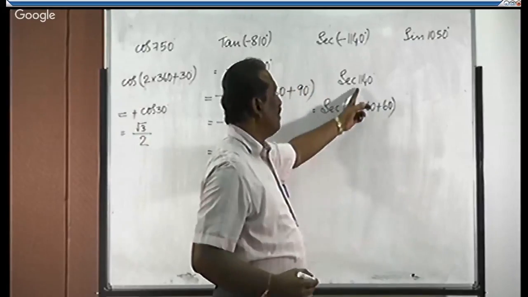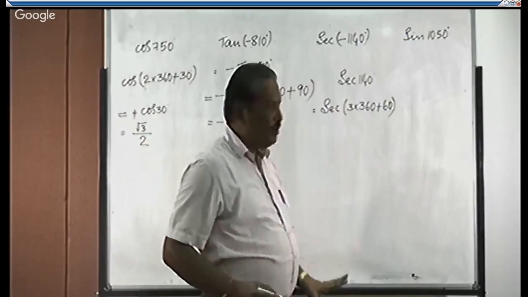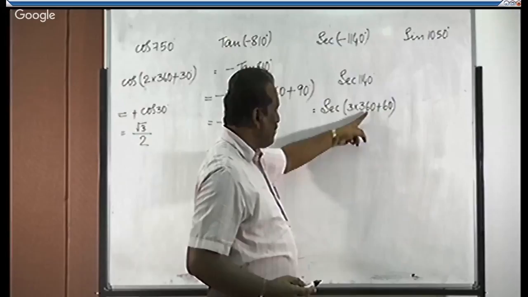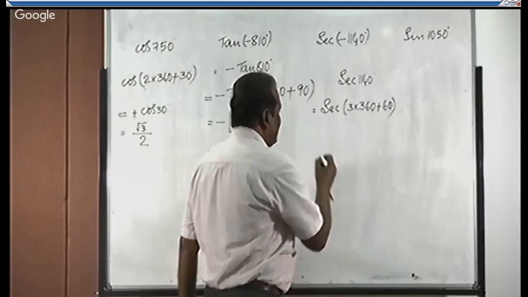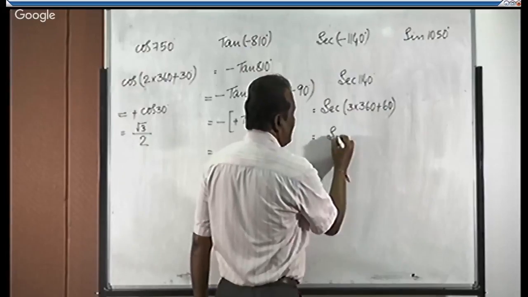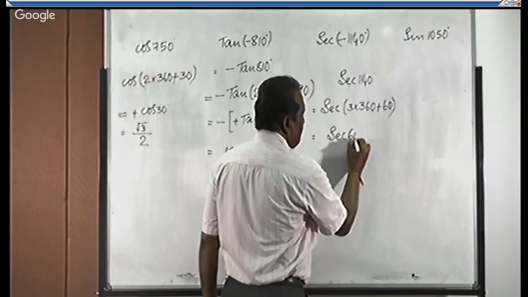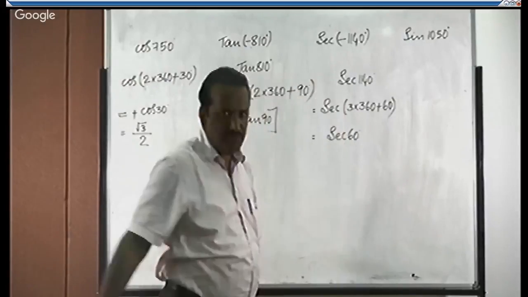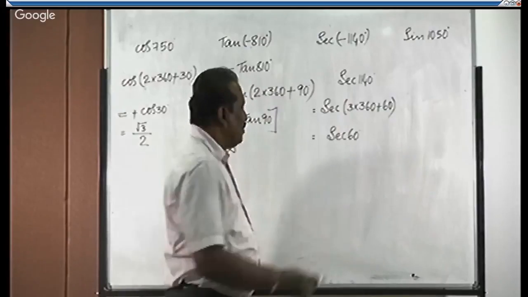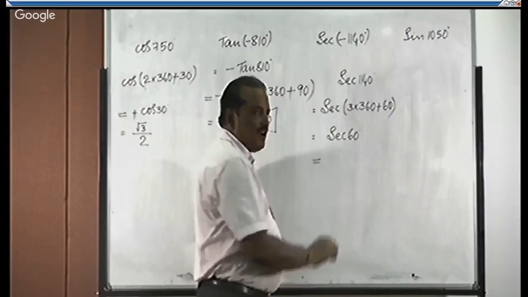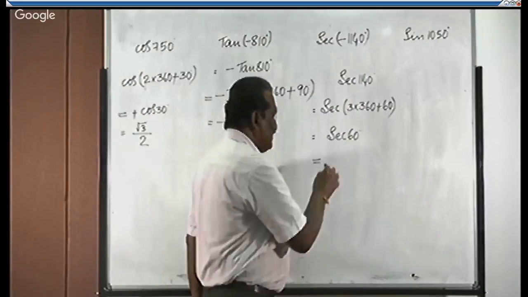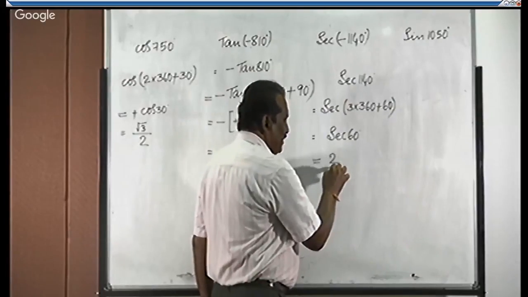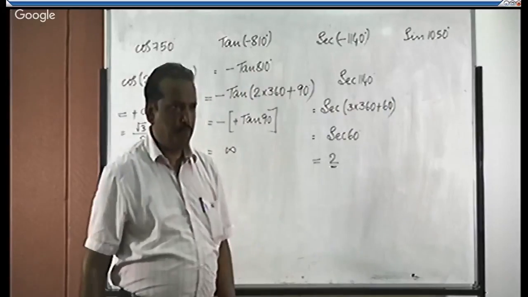1140. So now forget the multiple of 360. It is in the form of secant of 360 plus theta. Secant of 360 plus theta is simply secant theta. In the place of theta, 60 is there. So secant 60 means, remember, cos 60. Cos 60 is 1 by 2. Then secant 60 is 2 by 1, means 2 only.